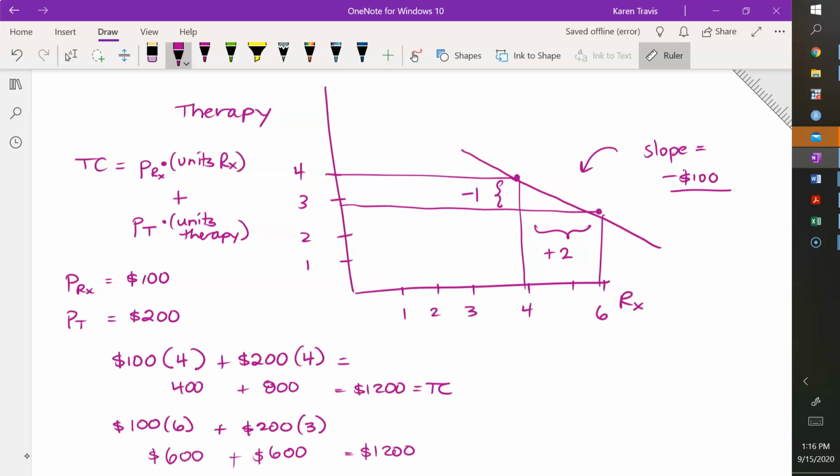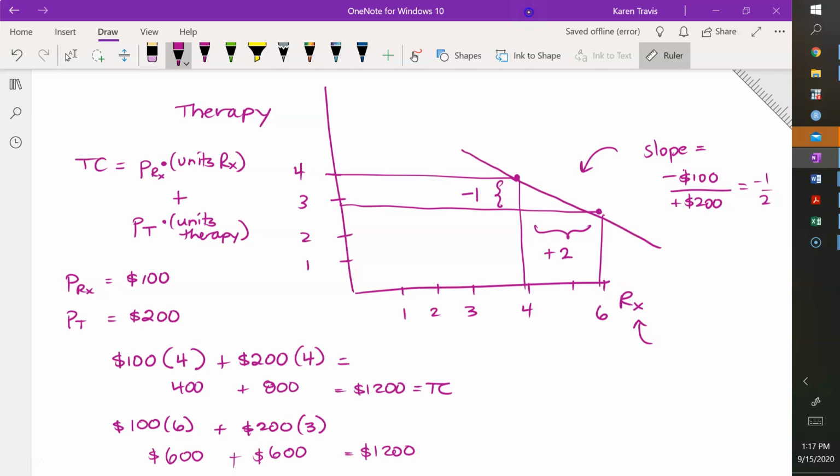Prescription price, this price goes in the numerator, as you will see. Here it's a 1/2 slope. So negative 1/2 is the slope of my isocost, which corresponds to the fact that, since the therapy costs twice as much, I have to give up twice as many prescriptions to get 1 more unit of therapy.